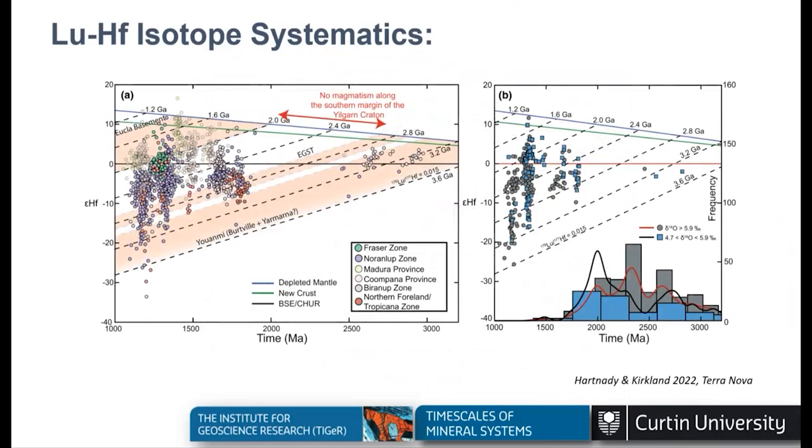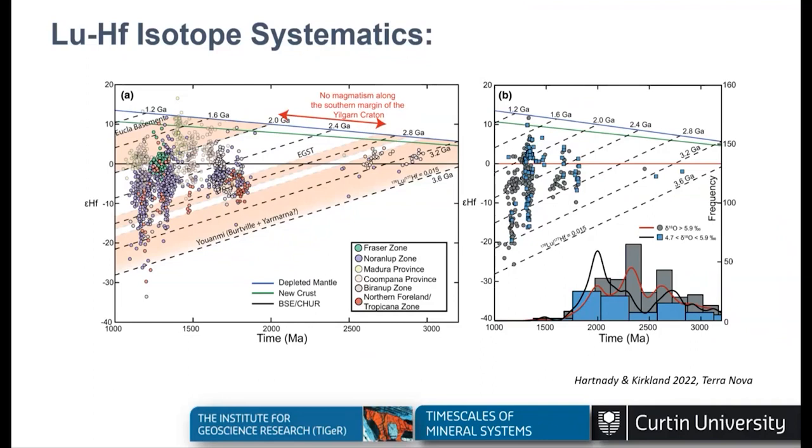We see similar things here in the Albany Fraser Orogen in Western Australia. We had a lot of zircon hafnium isotope data from that region. What you see is that all the data form these huge vertical arrays that, if you projected them back to the depleted mantle curve, would fall between 2.2 and 2.6. And we know from just dating the rocks that there's no magmatism happening at that time. So clearly, these arrays that we see are mixtures between some older Archean components and the younger Proterozoic component.